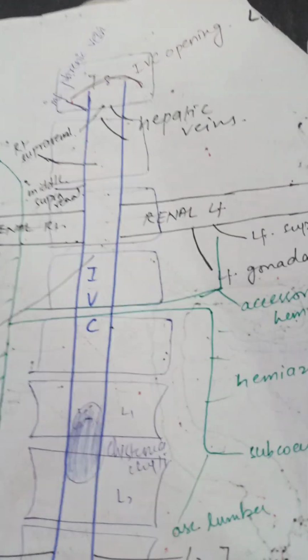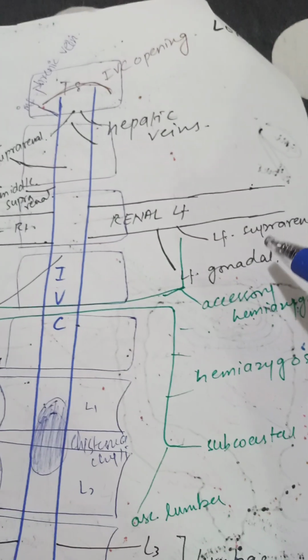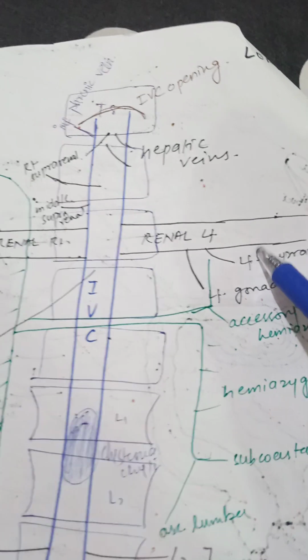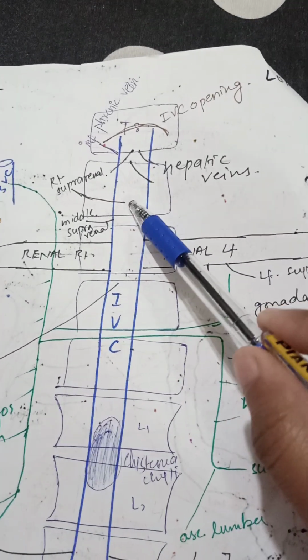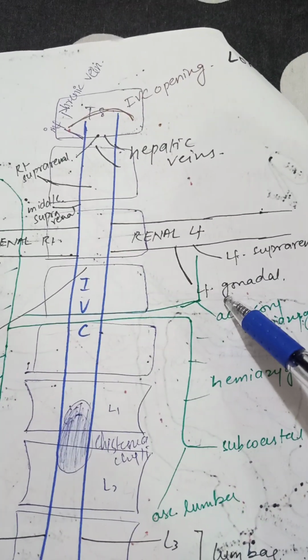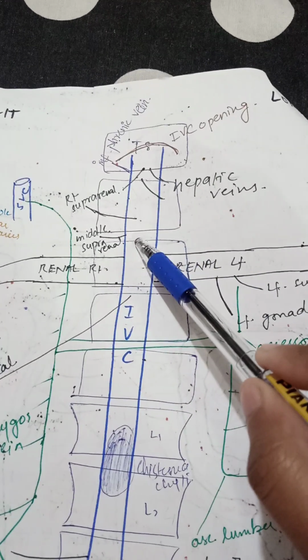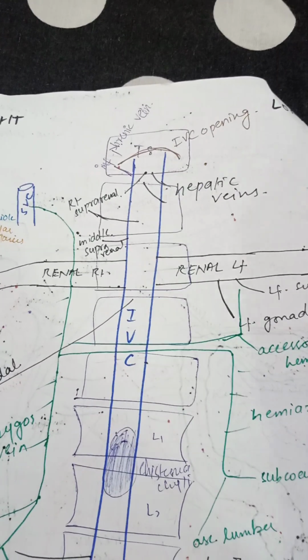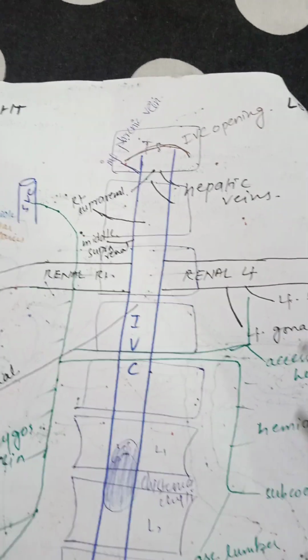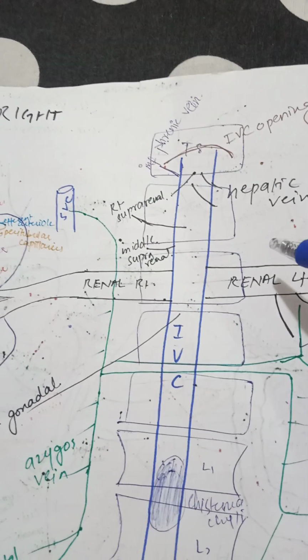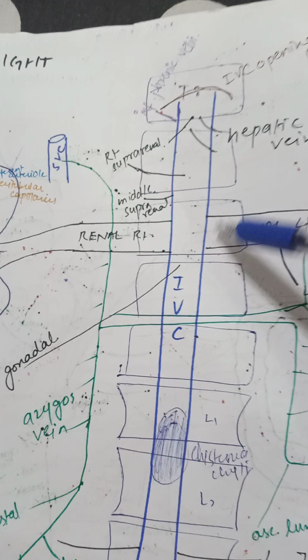Okay, so now we have done it. The left suprarenal drains into the renal vein, and the right suprarenal directly into the inferior vena cava. Similarly, the left gonadal vein drains into the left renal vein, and the right gonadal vein drains directly into the inferior vena cava. Okay, so this is the right renal.